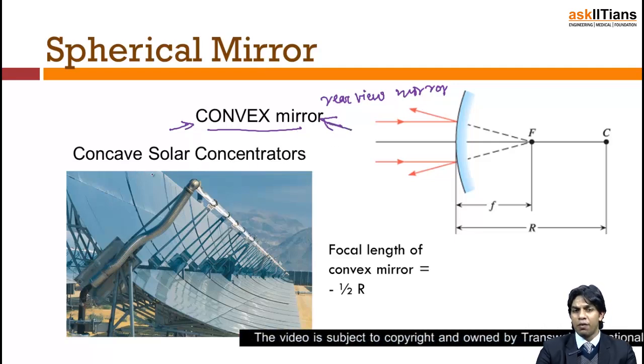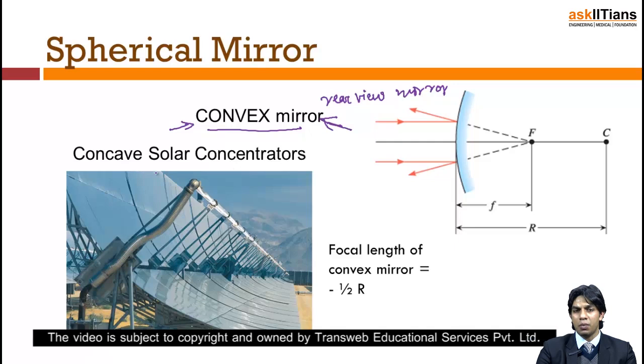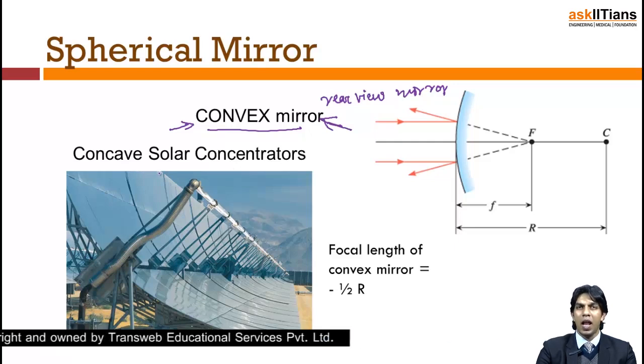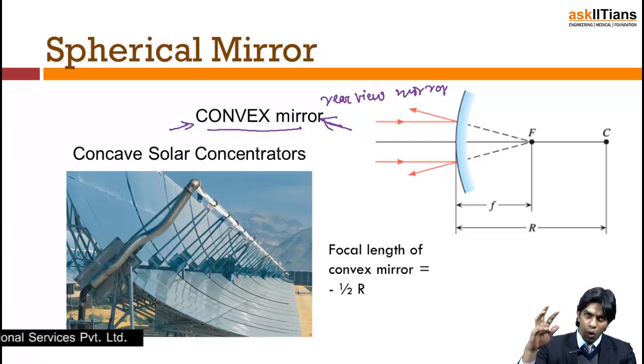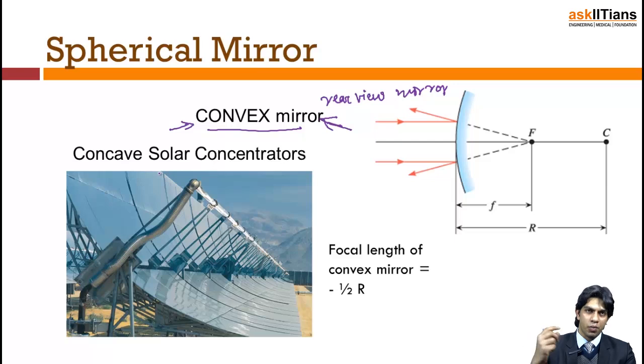Now a concave solar concentrator is basically a device where I can focus all the light rays coming from the sun to a particular point. That is, I'm converging a high amount of energy at one single point. With that amount of heat or thermal energy, I can definitely do something useful.